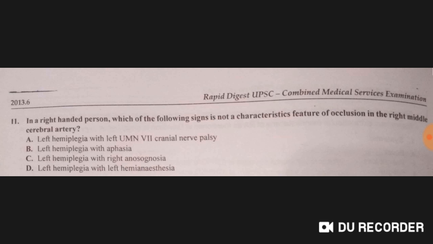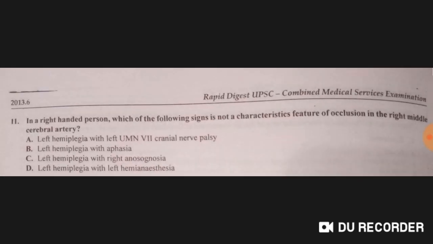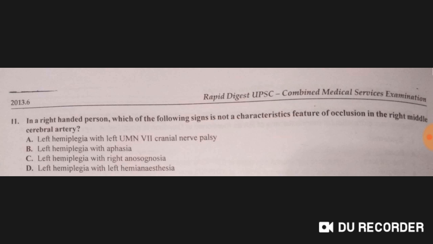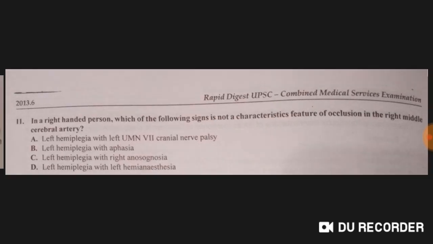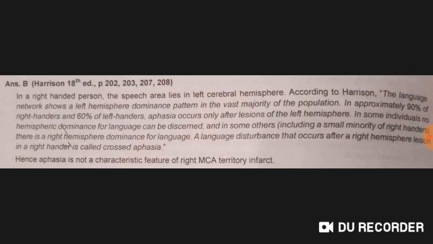Today we are going to discuss UPSC CMS paper 2013, part 1, its B section. In a right-handed person, which of the following signs is not a characteristic feature of occlusion in a right middle cerebral artery, that is left hemiplegia with aphasia? So B option is right, and why?